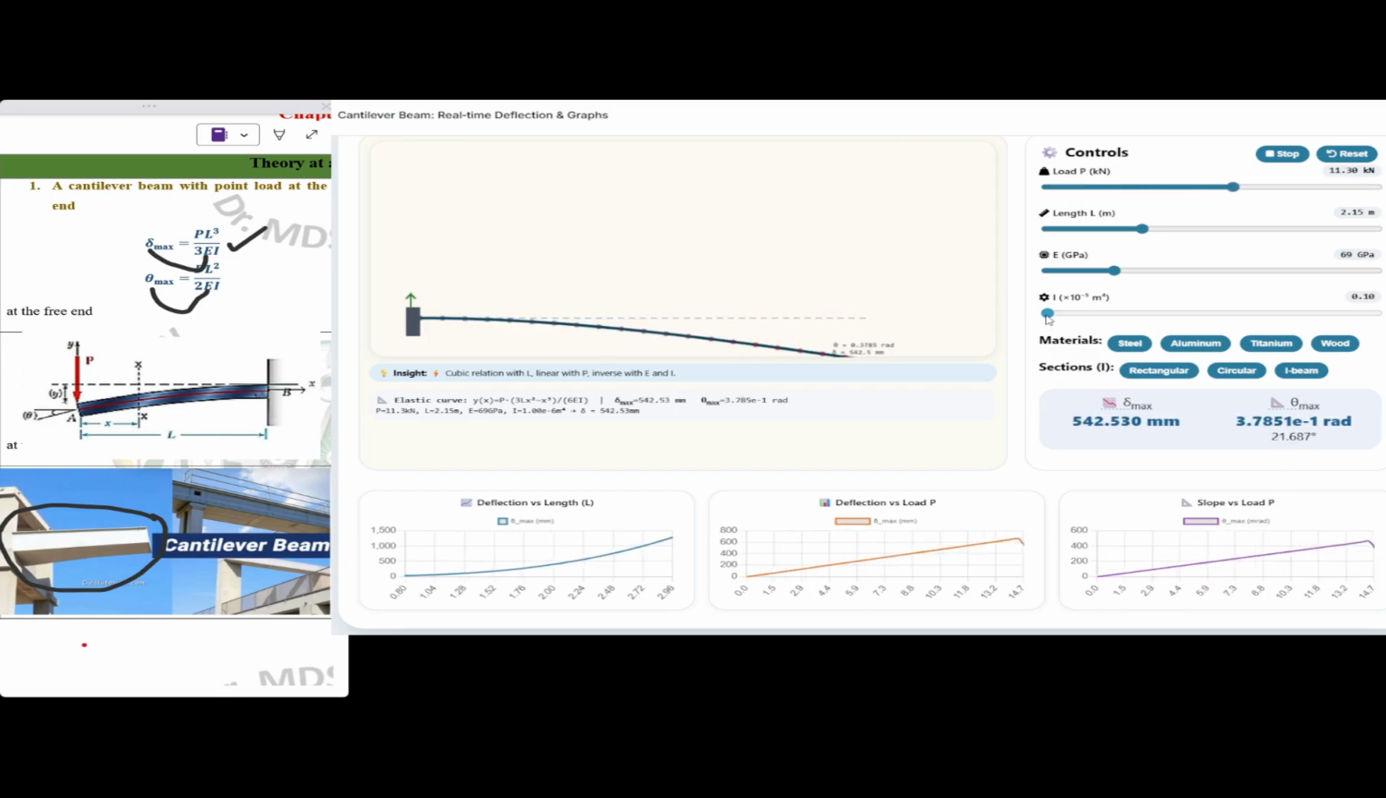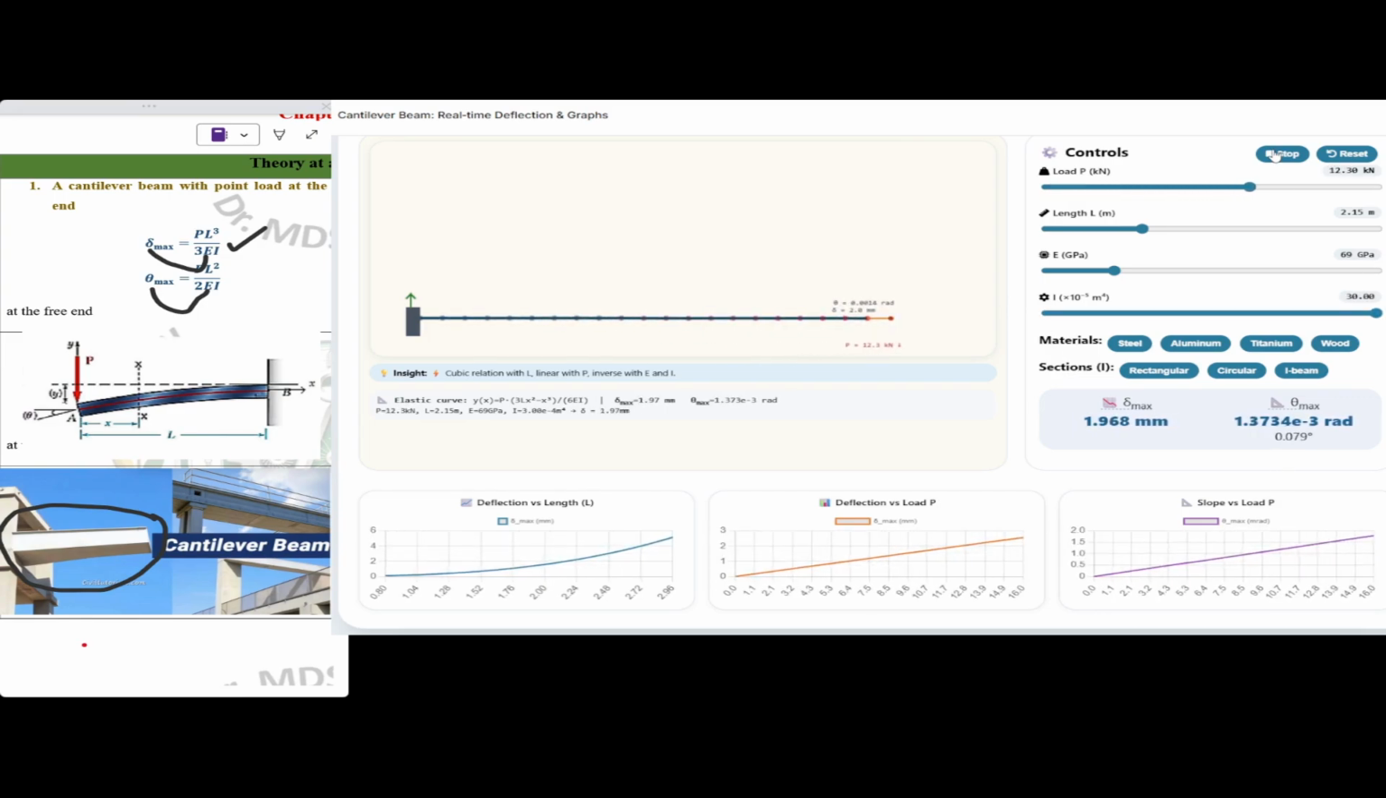Now increase the I value. Now start playing the animations. See, very small values of delta and theta you are getting here.